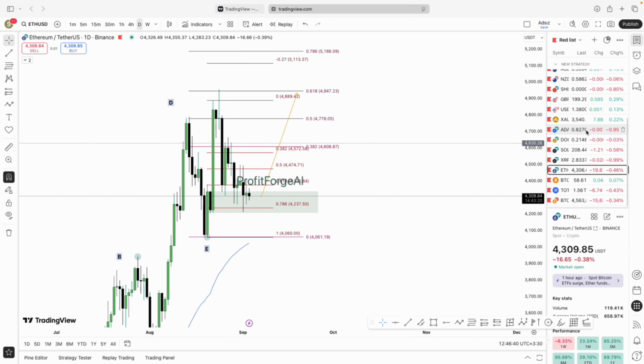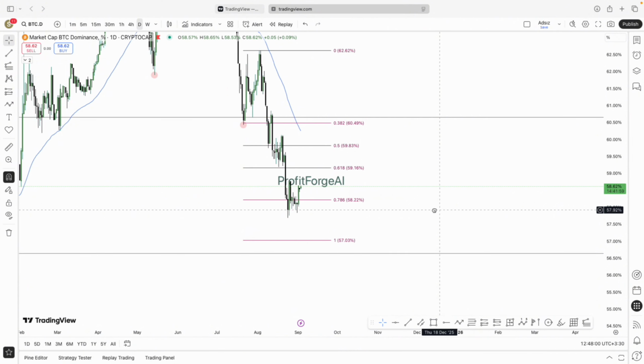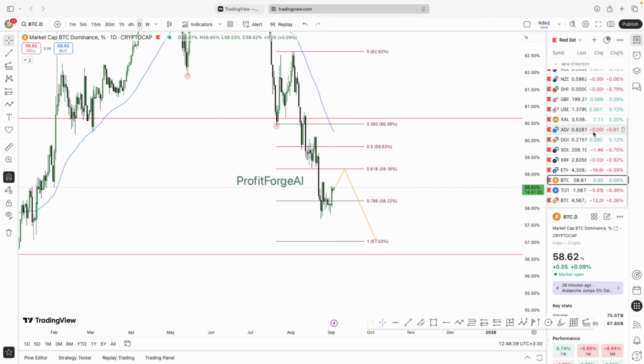Now let's analyze BTC dominance. I've marked key support and resistance levels. Currently, dominance is dropping, which means money is flowing from Bitcoin into altcoins. This is exactly the condition we want to see for Ethereum to outperform.